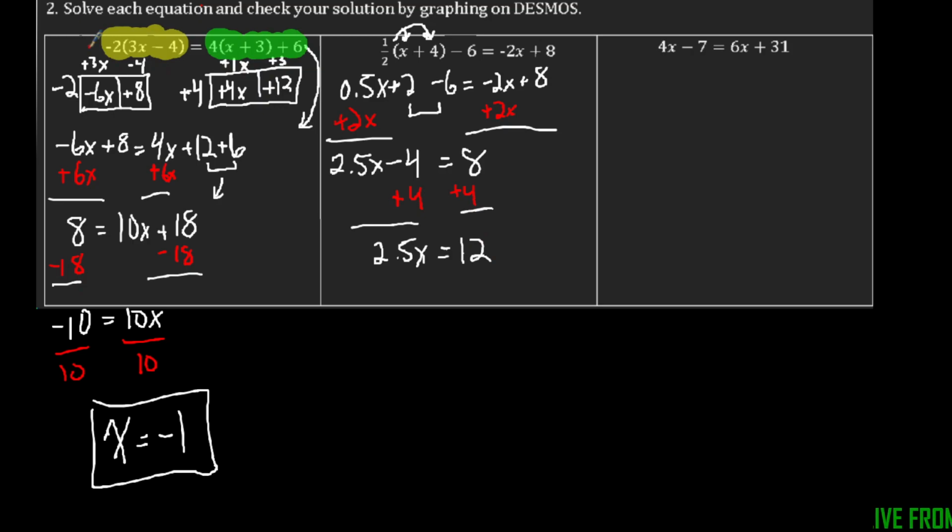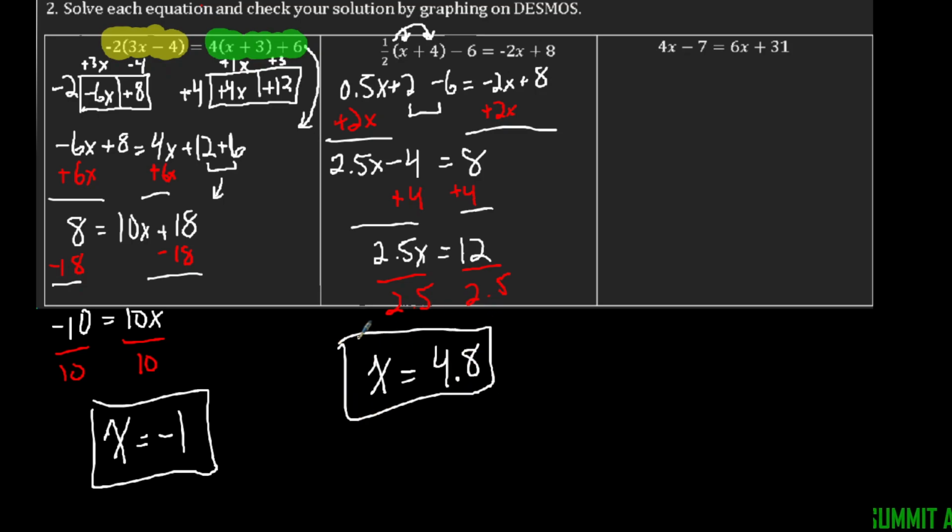Divide both sides by that value. So I divide both sides by 2.5 since that's the coefficient. And I'm going to say that x equals 4.8. So let's check it out and see if it works.